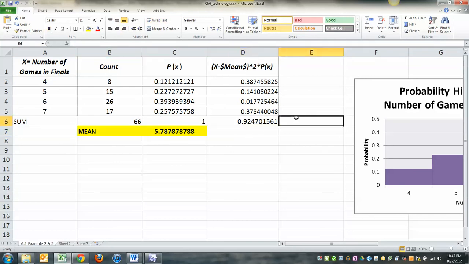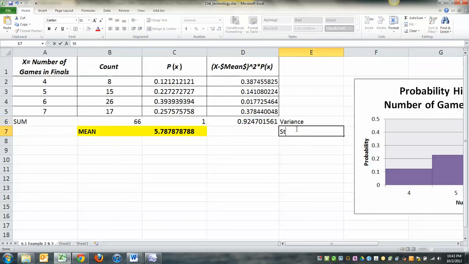All right, now this, believe it or not, is actually the variance. This is even easier than what you were doing in 3.3. Because in 3.3, you'd have to do all that, and then you'd still have to divide by 66. But now, because you use the probabilities, right, we have to divide by 1, which means we don't have to divide by anything, right? So what we just found was the variance.